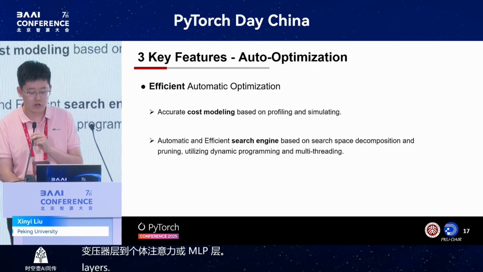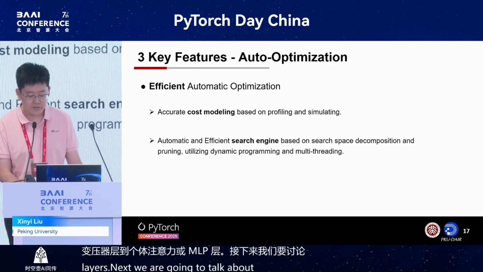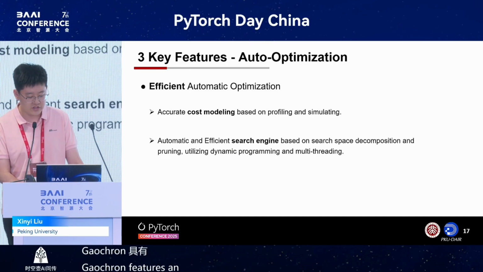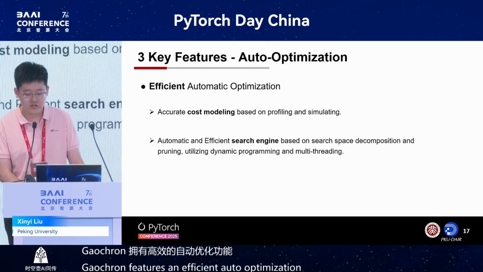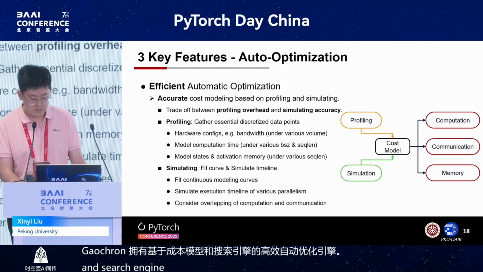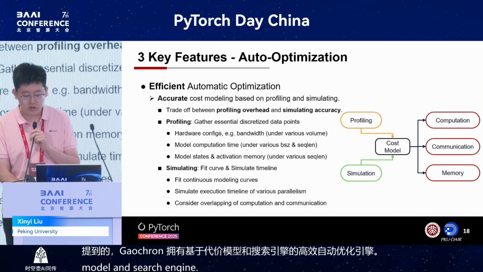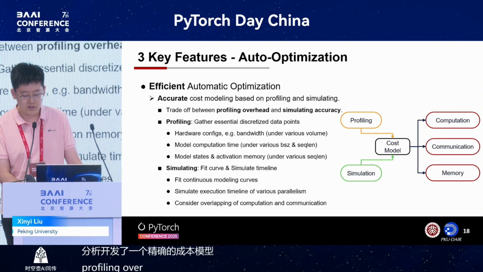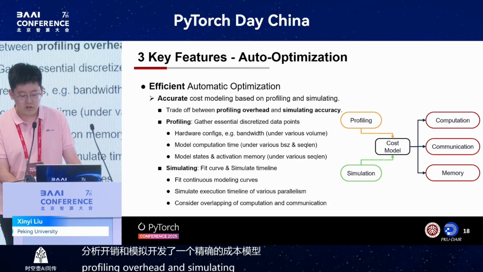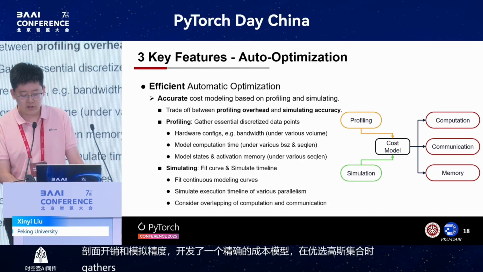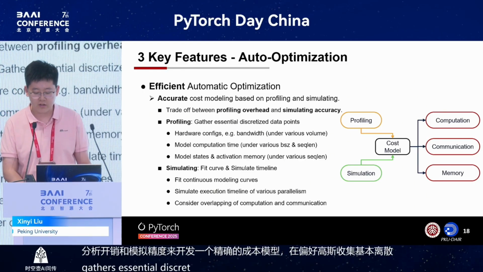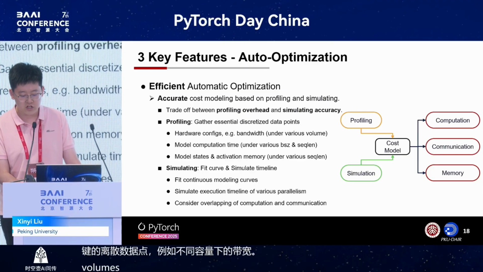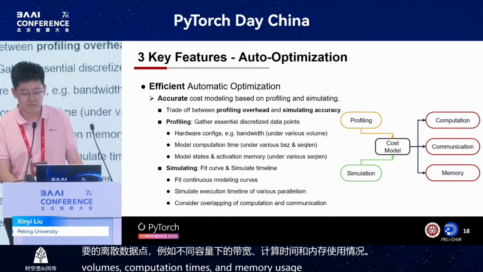Next, we are going to talk about auto-optimization. As mentioned before, Galvatron features an efficient auto-optimization engine based on a cost model and a search engine. We developed a precise cost model by balancing profiling overhead and simulation accuracy. During profiling, Galvatron gathers essential discretized data points, such as bandwidth under different volumes, computation times, and memory usage under various sequence lengths and batch sizes.